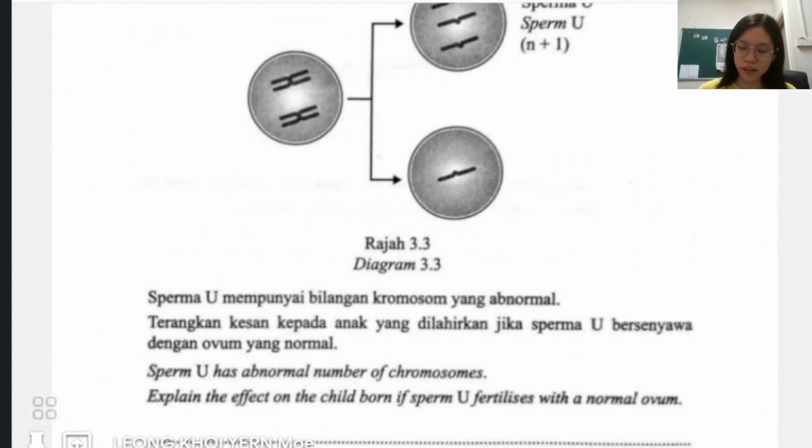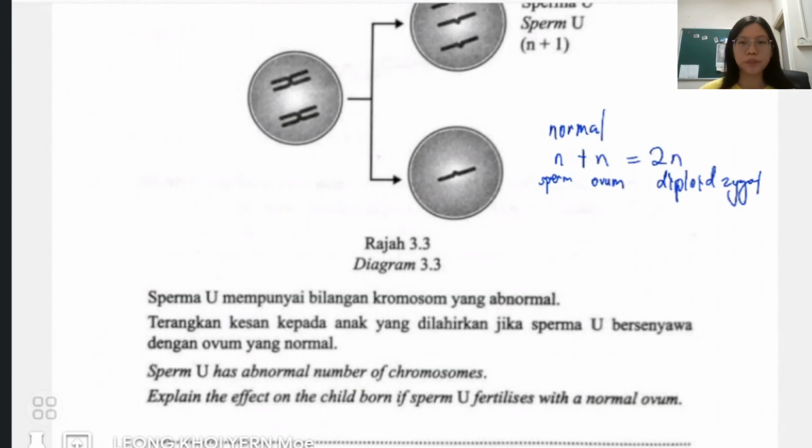So let's take a look at the normal condition. Normal condition is N plus N, you become a 2N, which is a diploid zygote, from the sperm and the ovum. However, now is an abnormal situation. The sperm N plus 1 plus this ovum, so you get 2N plus 1. So you get one extra chromosome right there.